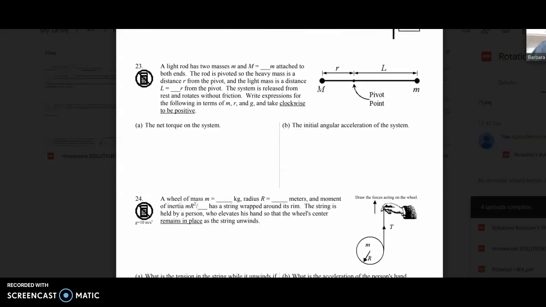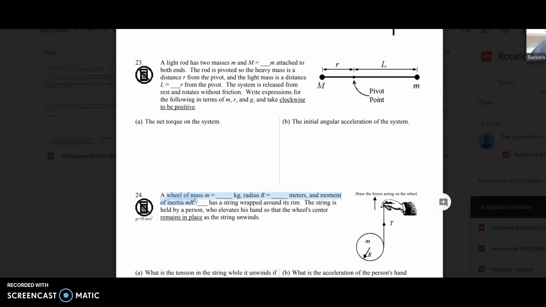23, 23A, the torque comes from gravity. There's a counterclockwise torque, RF, and that would be R mg, and that would be, yeah, so let's see. Light rod pivoted, so the heavy mass is the distance R.